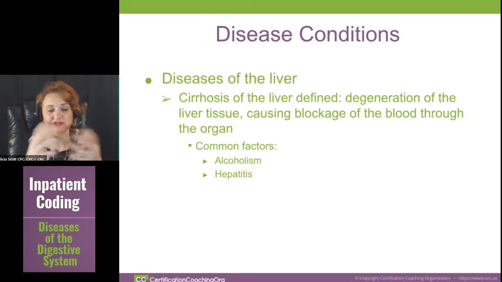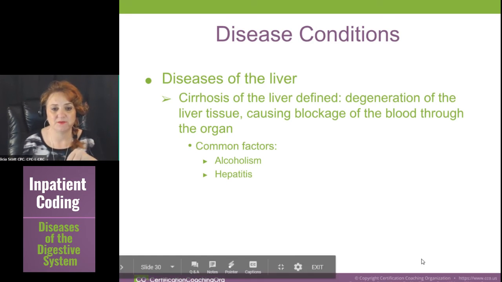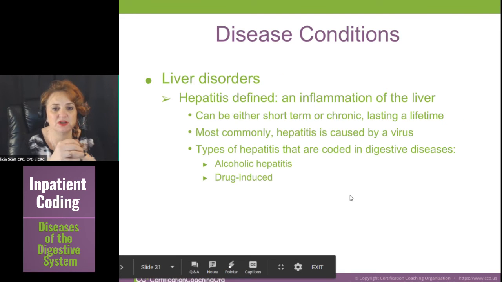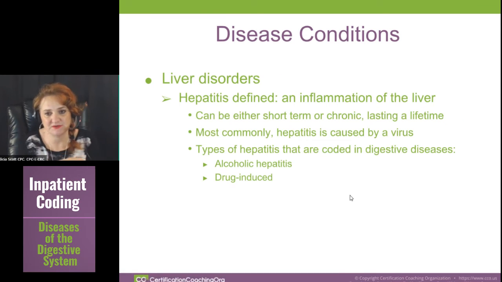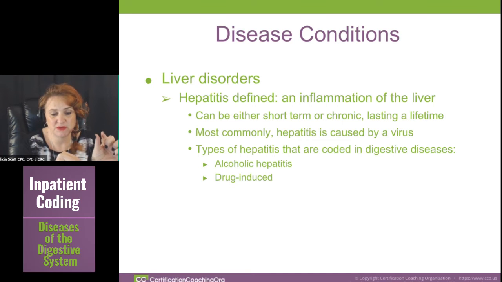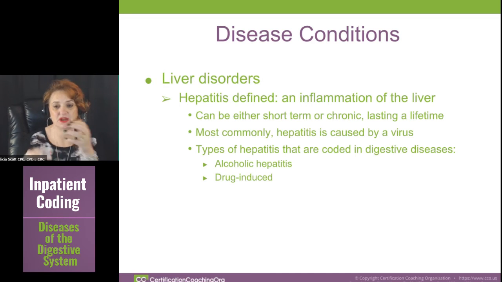And hepatitis, which is an inflammation of the liver itself. Hepatitis can cause that. So what is hepatitis? It's an inflammation of the liver. It can be chronic, or it could be short-term. You could have a short inflammation, or it could be the rest of your life that you have it. Hepatitis is caused by a virus, so it's not like we can give you antibiotics to cure hepatitis. It's a digestive disease, and it can be divided up into drug-induced or alcoholic hepatitis. Okay.